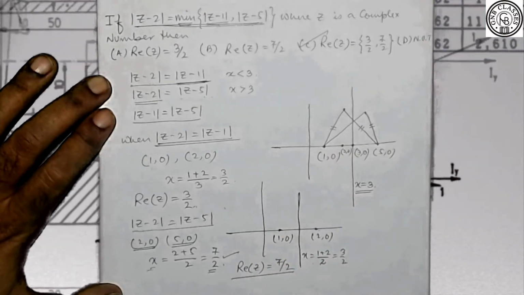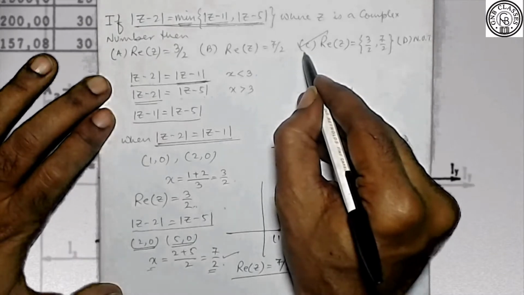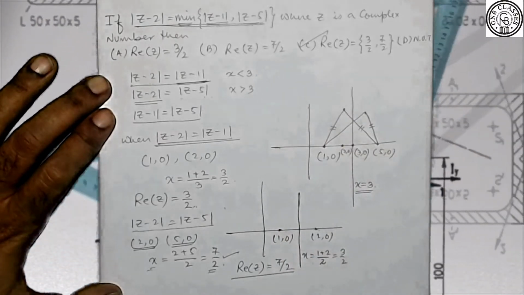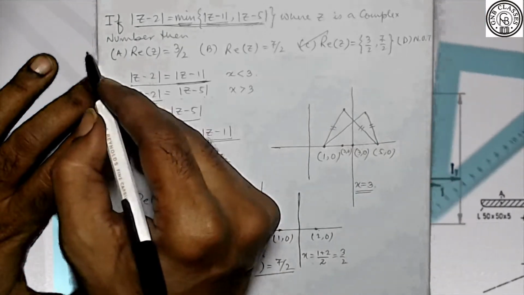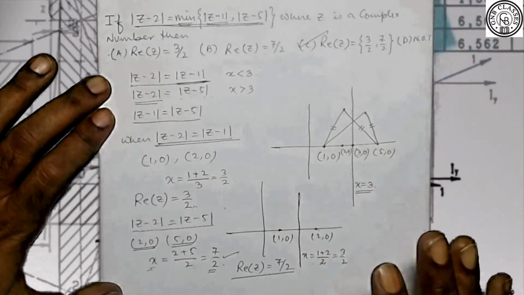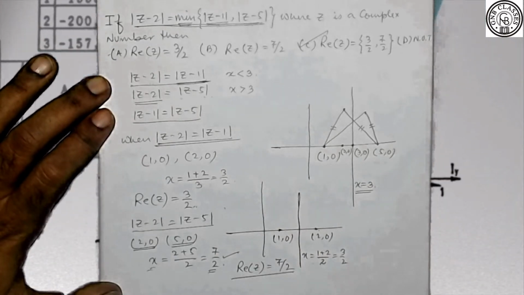Now, since it's a single option correct type, that is why I have chosen only C. But if it would have been a multiple choice correct answer type, then you would have chosen A, B as well as C. Is it clear or not? Absolutely. Okay, let us move on to another problem.